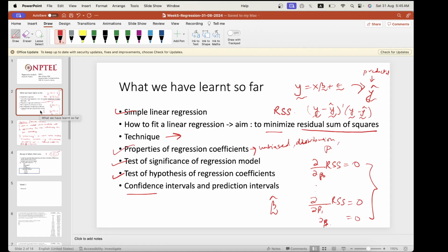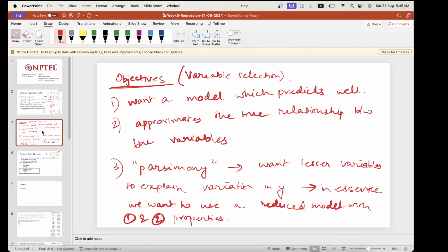And then during week 5 we had ventured into variable selection, where these are our 4 primary objectives. That is, we want a model which predicts well, which approximates the true relationship between the variables, and we want lesser variables to explain larger variations. What I mean to say, larger proportion of variation in the response variable. And in essence, we want to use a reduced model with less parameters, but we want the good properties to hold, like we want objective 1 and 2 to be there, but with lesser number of variables, so that the model is simpler and easily generalizable.